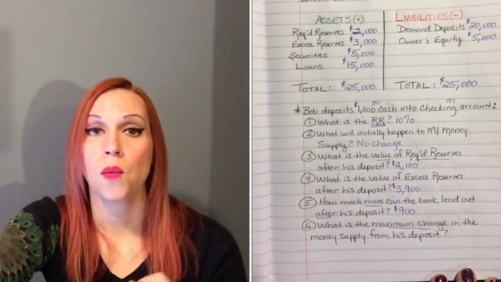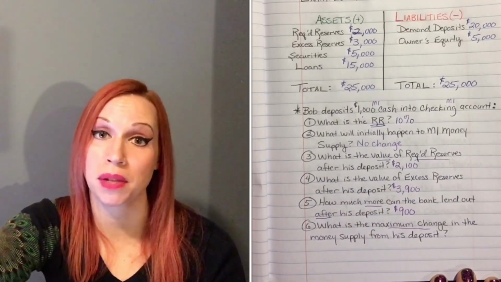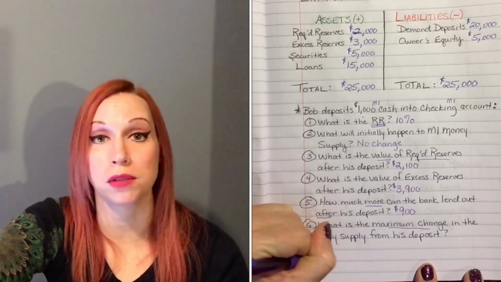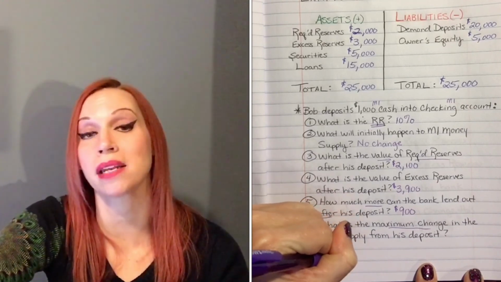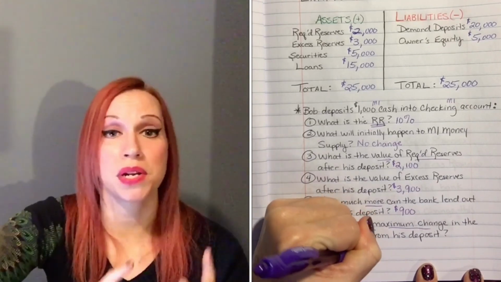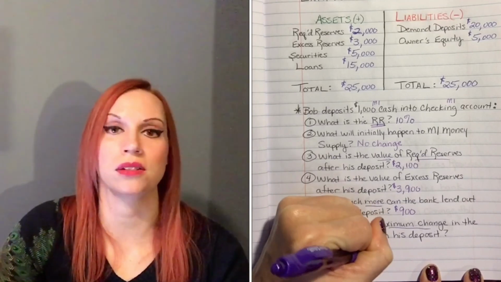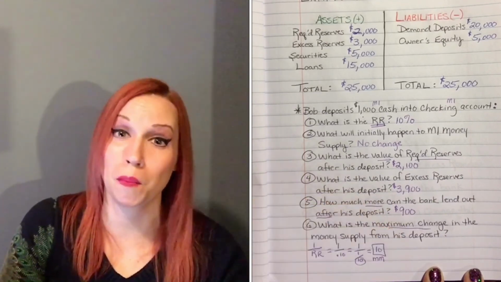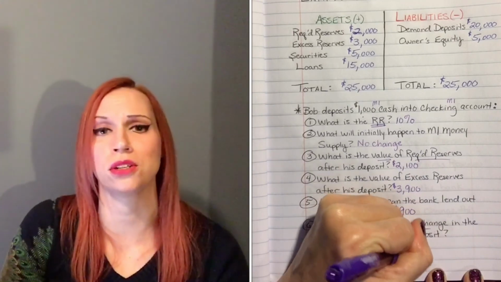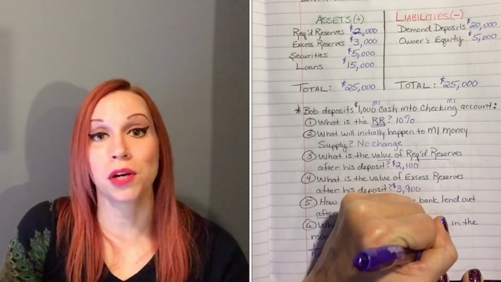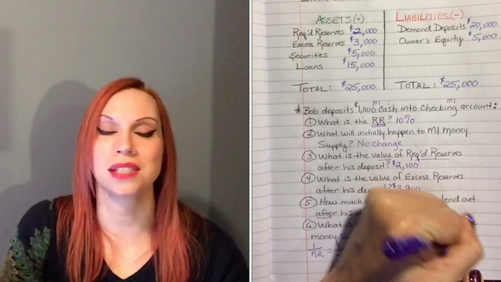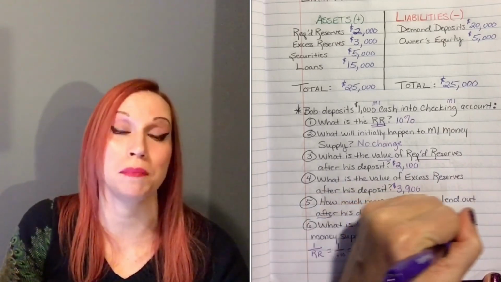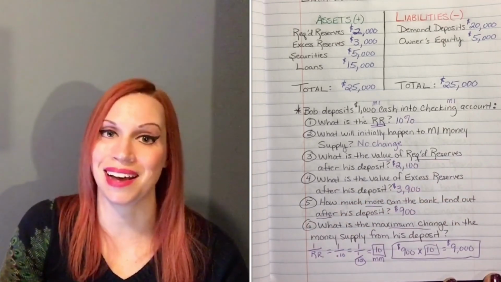The last question says, what is the maximum change in the money supply that could result from Bob's $1,000 deposit? Well, we're going to use our money multiplier because we're trying to figure out what's the total impact on the money supply from his deposit. Now, we're not going to multiply the whole entire $1,000 that Bob deposited. So of Bob's deposit, only $900 is actually going to go back out into the world, back out into the circular flow to get multiplied. So we're going to do $900 times 10. And so the maximum change in the money supply that could result from Bob's deposit into his checking account is going to be $9,000.